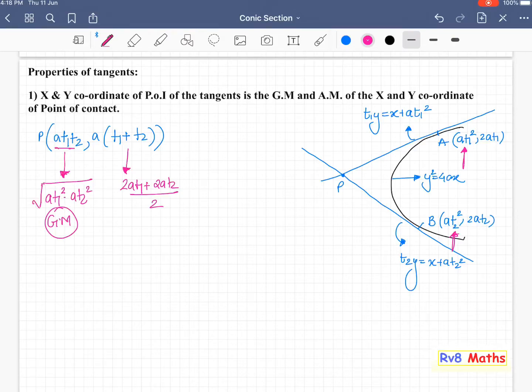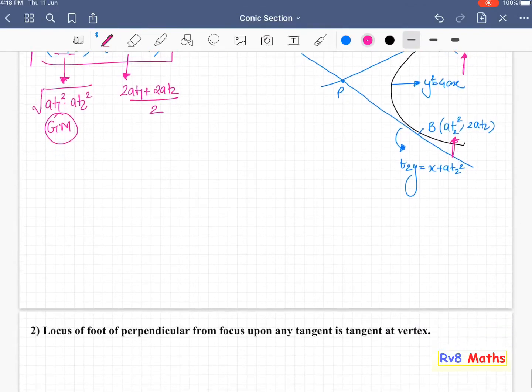Okay, so this is the first property. It is very, very useful, so remember this. And in this way it is very easy to remember the point of intersection also. P is at1t2, that is the geometric mean, comma a(t1 plus t2), that is the arithmetic mean, of the x coordinate and y coordinate.